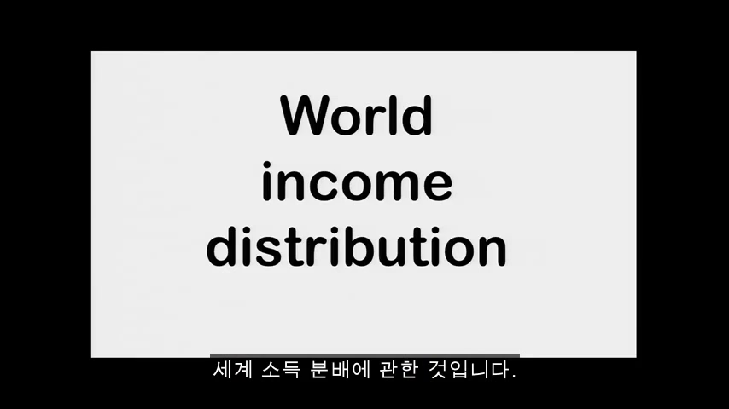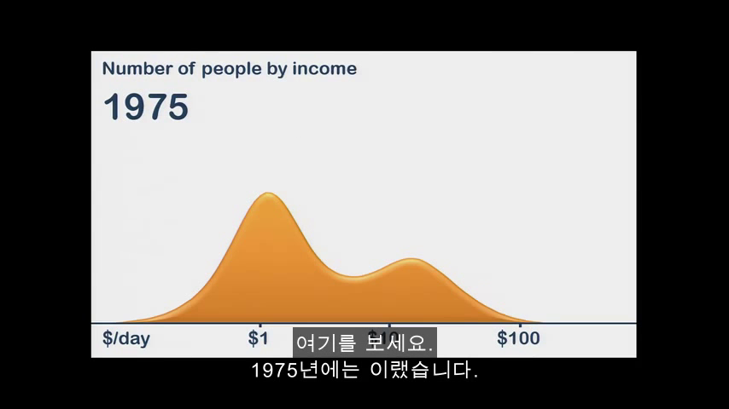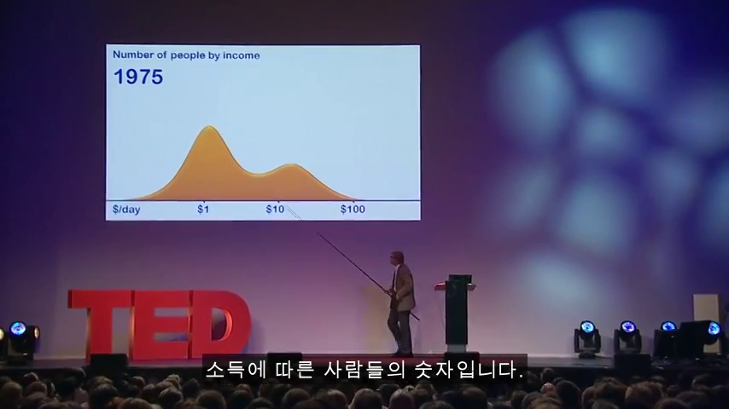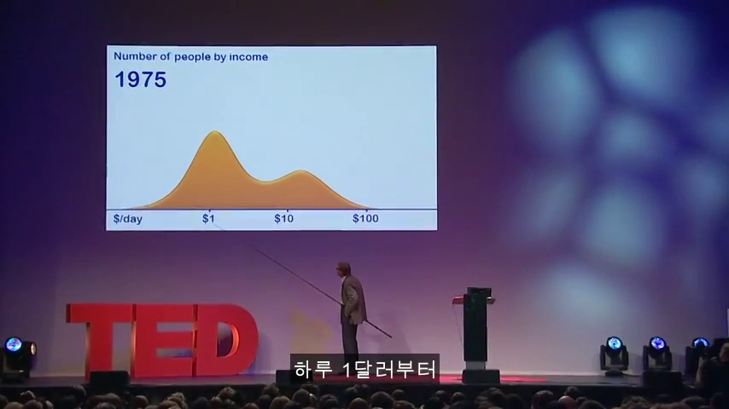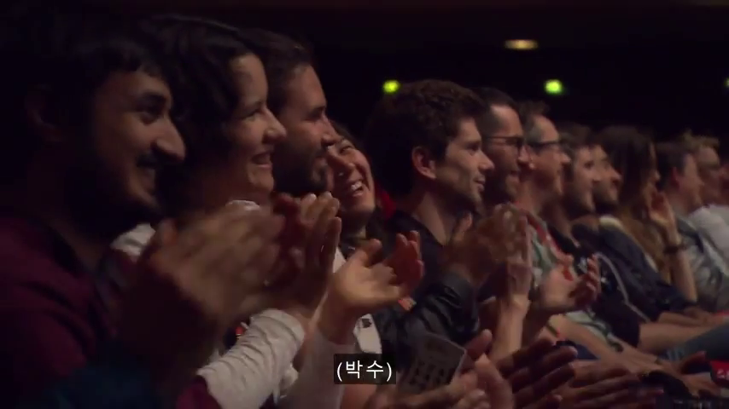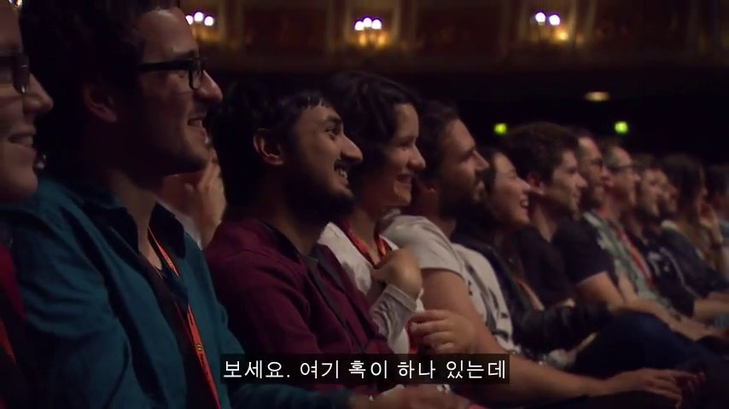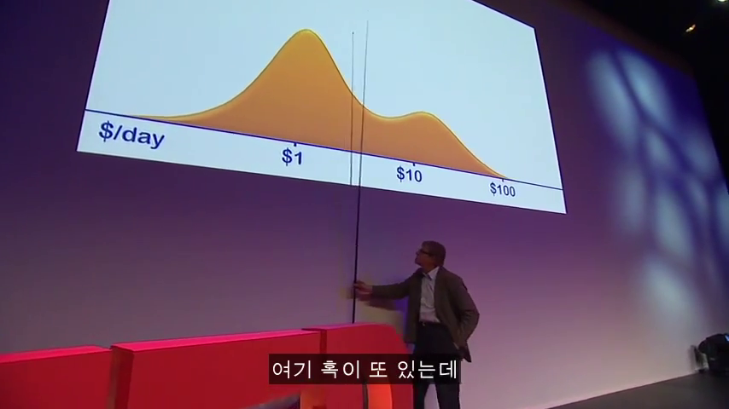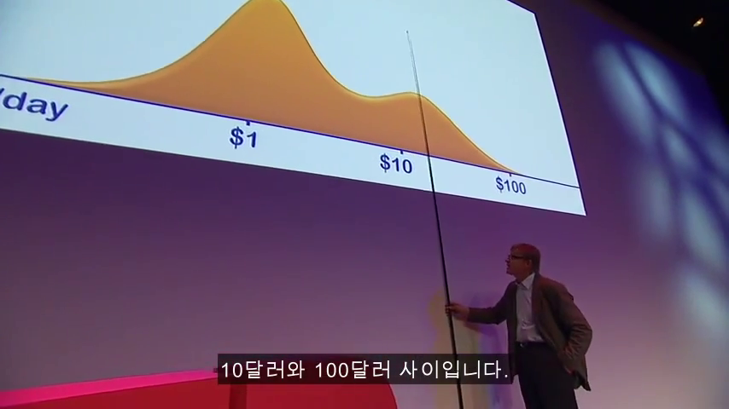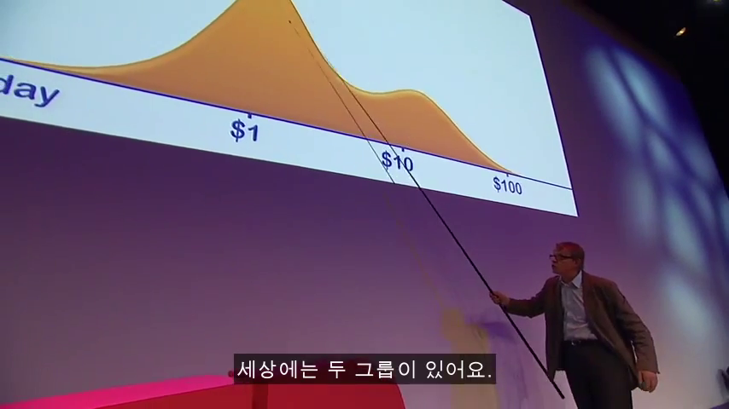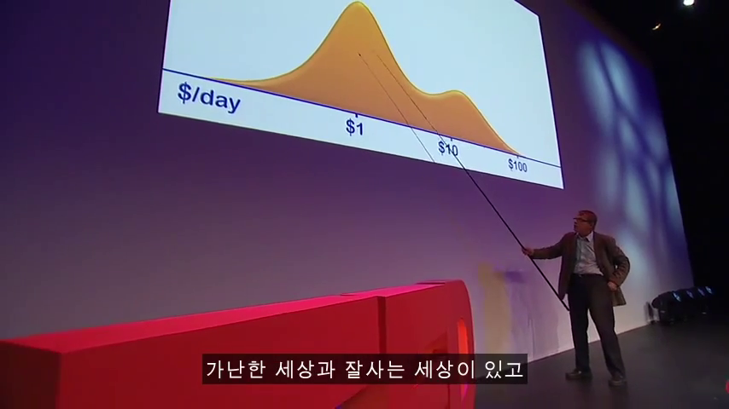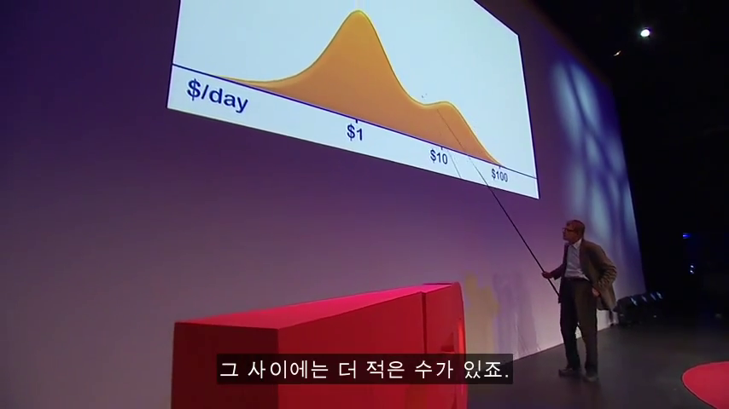And one of the main preconceived ideas is about world income distribution. Look here, this is how it was in 1975. It's the number of people on each income, from $1 a day. See, there was one hump here around $1 a day. And then there was one hump here somewhere between $10 and $100. The world was two groups. It was a camel world, like a camel with two humps. The poor ones and the rich ones. And there were fewer in between.